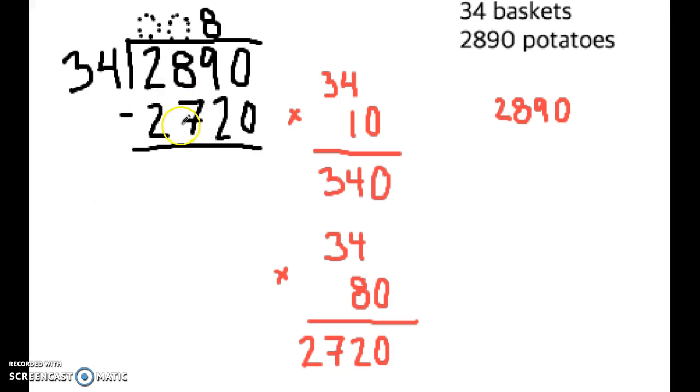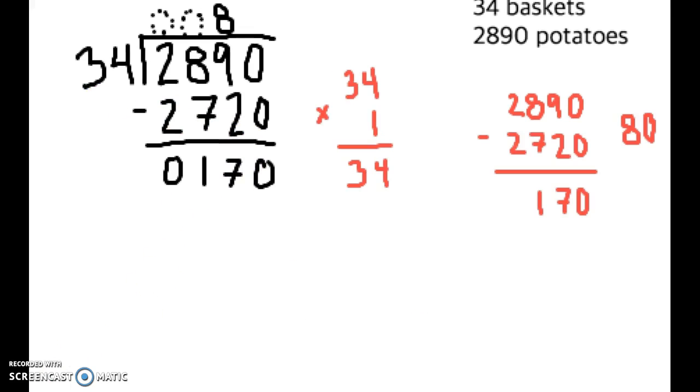So we take our 2,720 and subtract it from our original amount of things, which is 2,890. So if we subtract 0 from 0, we get 0. 9 minus 2 is 7. 8 minus 7 is 1, and 2 minus 2 is 0. We write our 8 up here to signify that we put 80 times 34 to get that number.